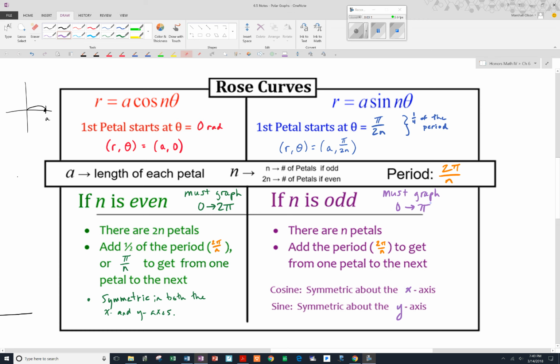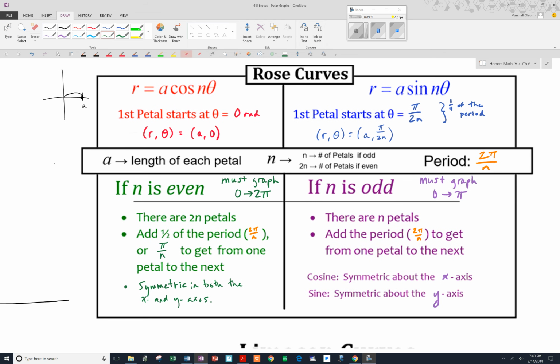We are going to use some shortcuts to graph these now. We're just going to plot that first petal, which is why we have this, and then if it's odd, we are going to just add the period 2 pi over n to get to the next petal. Okay, if it is odd, then these functions are symmetric in different ways. All right, let's talk about if it's even. If it's even, then we actually have to graph from 0 to 2 pi. These are the types of graphs we're going to be looking at closer today. There are 2n petals, and instead of adding the period between each petal tip, we have to add half the period, which is pi over n. And an even graph is symmetric in both the x and y axis or in the pole.